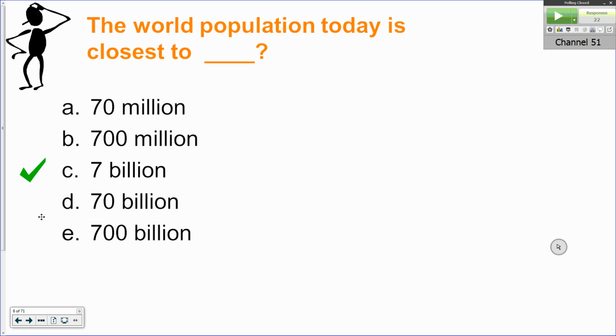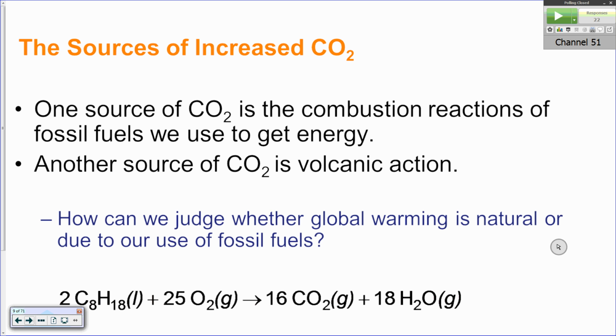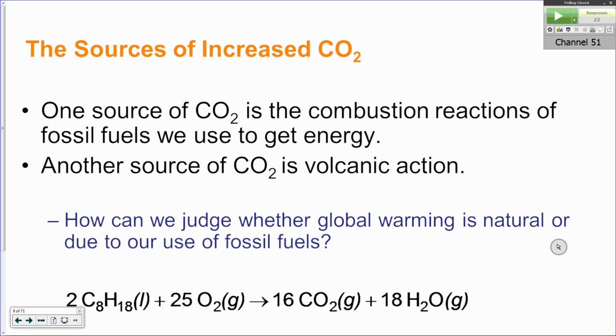All right. So one of the reasons that you should be concerned is the sources of CO2 in the environment. And what can we do about it? Does it matter? So one of the things we get CO2 from is the combustion reactions from fossil fuels. But again, another critical source is things like a volcanic eruption.